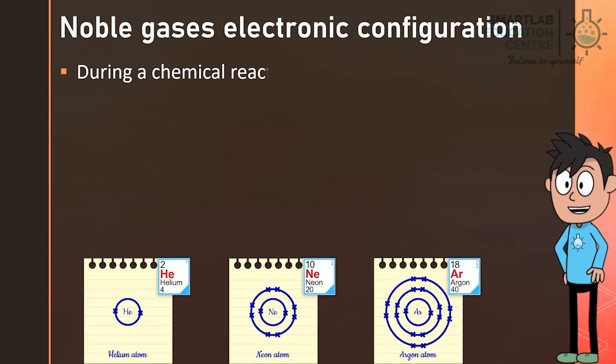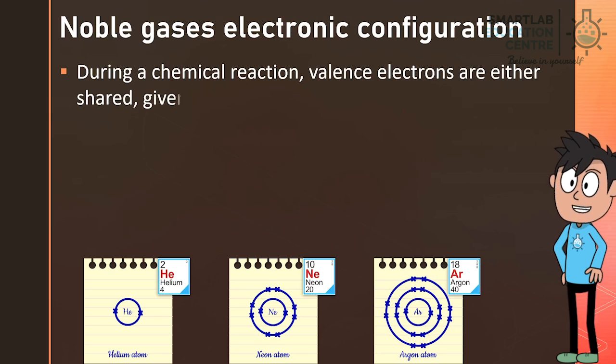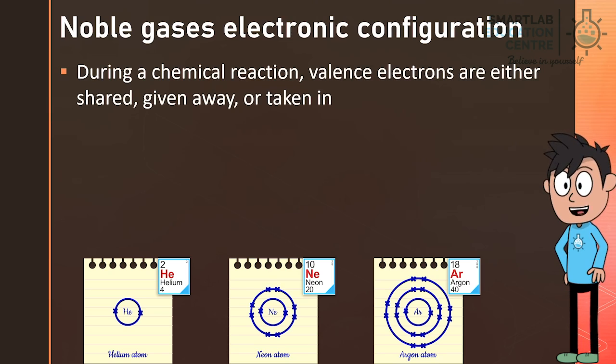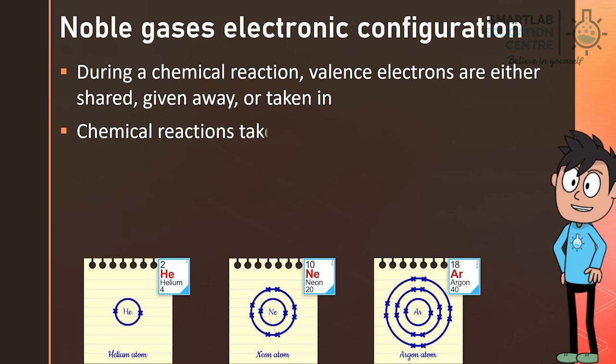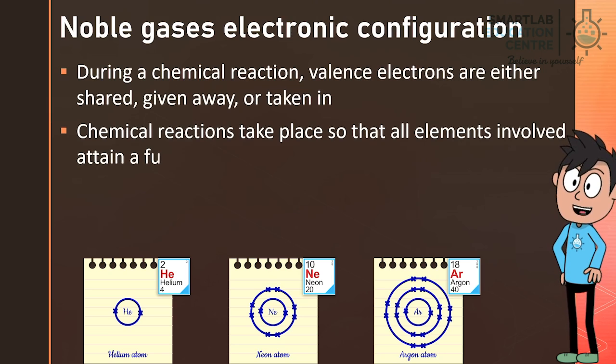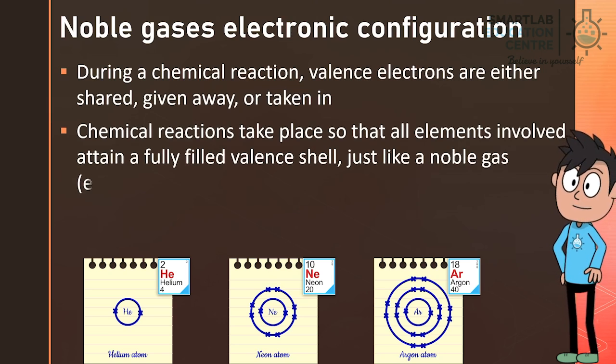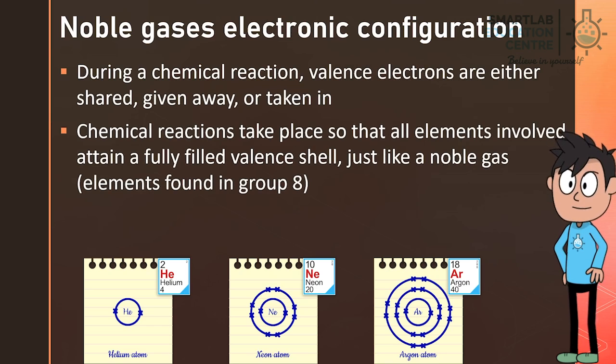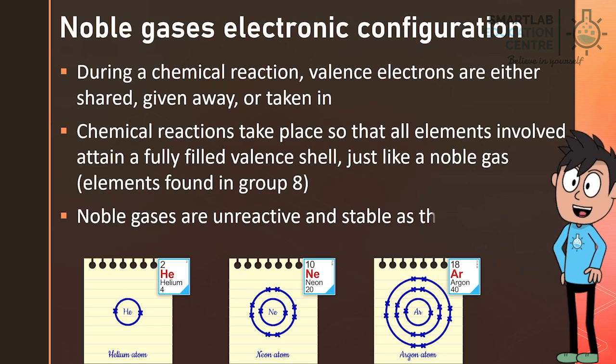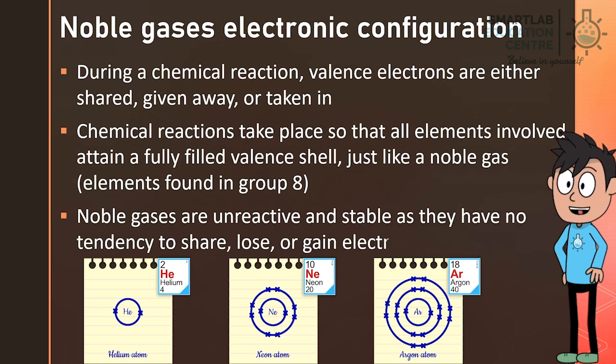During a chemical reaction, valence electrons are either shared, given away, or taken in. Chemical reactions take place so that all elements involved attain a fully filled valence shell, just like a noble gas. Noble gases are unreactive and stable as they have no tendency to share, lose, or gain electrons.